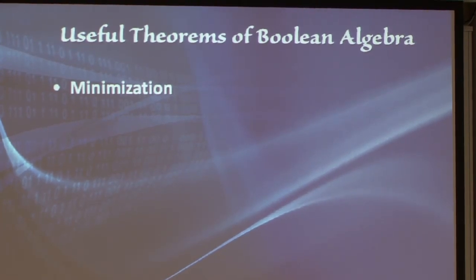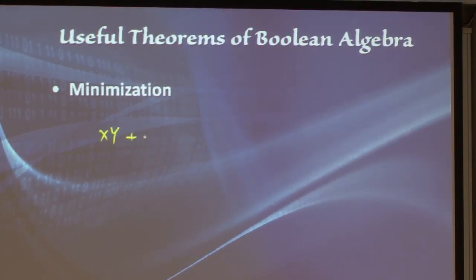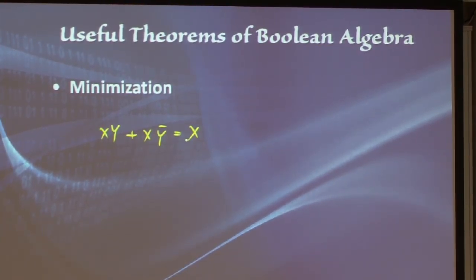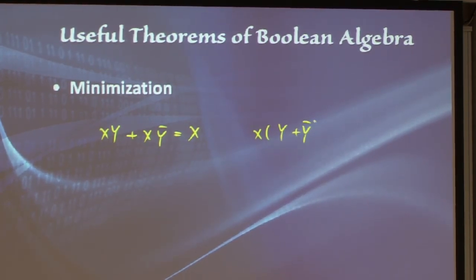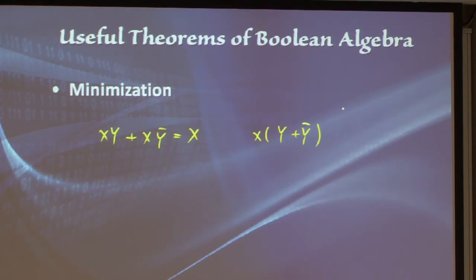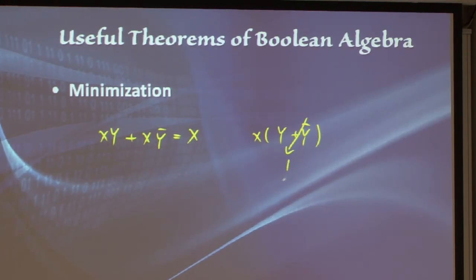Minimization, a theorem that says xy or x not y will give me x. Fairly easy to prove as well if you factorize out x. A variable ORed with its complement, one of them has to be a 1 then, and then 1 ORed with anything will give us a 1, so this whole thing becomes a 1. x and 1 stays x.